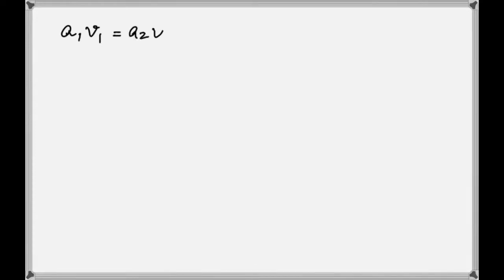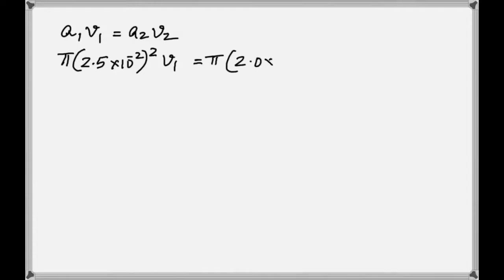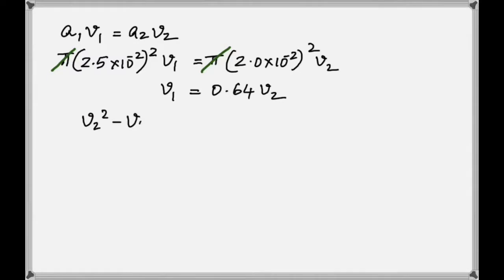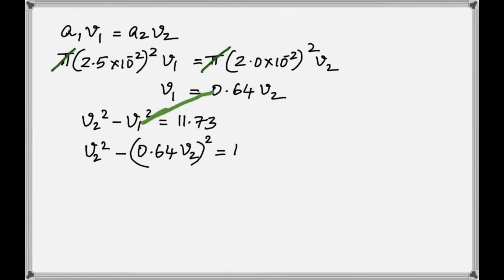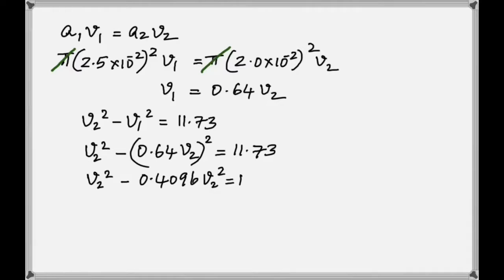So A1 V1 is equal to A2 V2. A is pi r squared. The radius is in centimeters, so I've changed it into meters, and the same on the other side. Therefore V1 is 0.64 V2 when you solve that. And then we got V2 squared minus V1 squared is 11.73. Substitute for V1 here, and when you do that, you are going to get V2. This is 1 minus that, so that's why it's 0.5904.